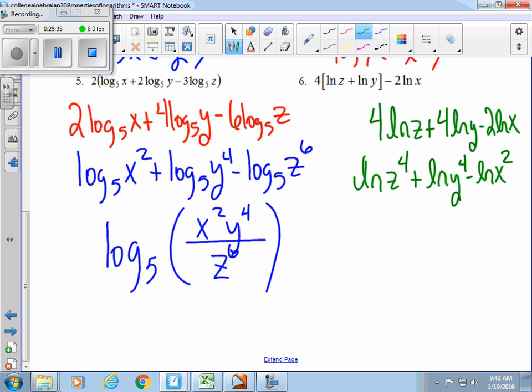When you combine into one logarithm, there's not two different ones. Because then you can't combine them.